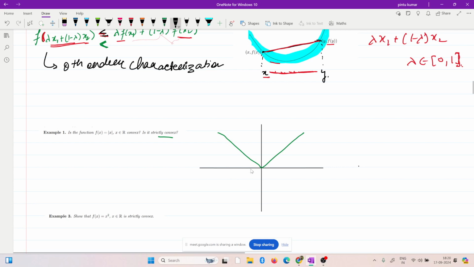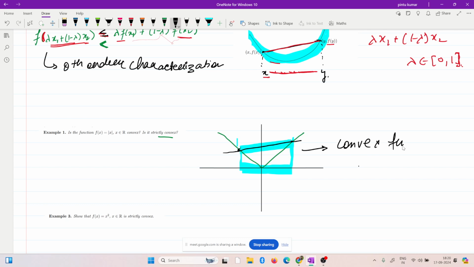Now, if you take any 2 points on your function and draw a line joining these 2 points, you can clearly see that in this region, the value of your function always remains below this line. Okay, that's why this function is a convex function.